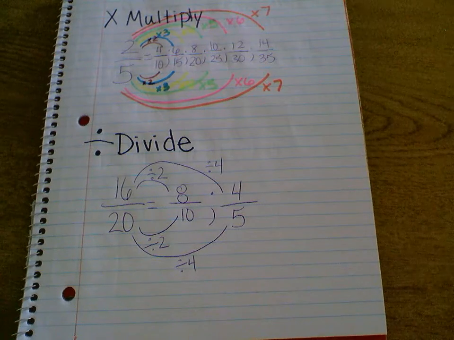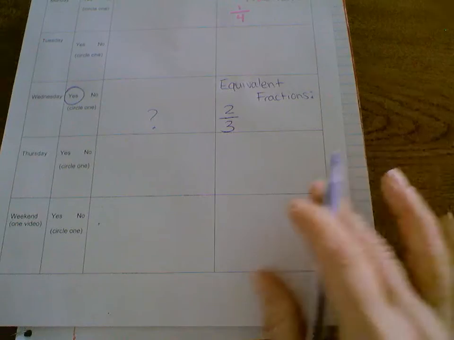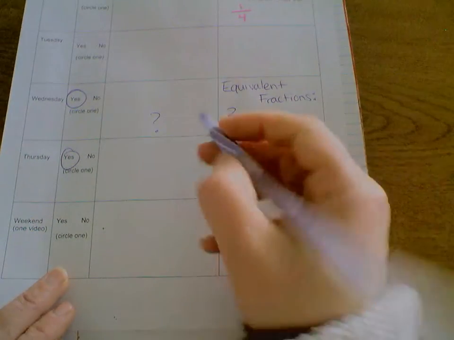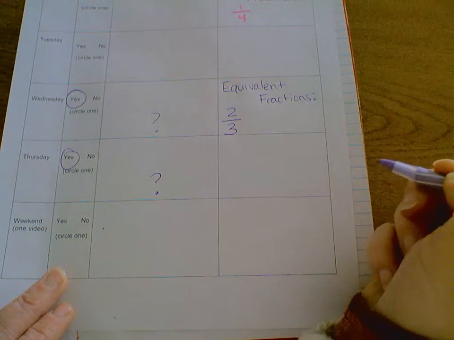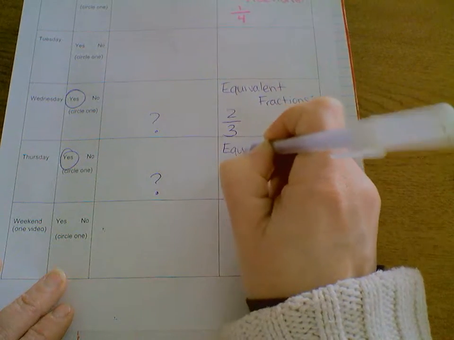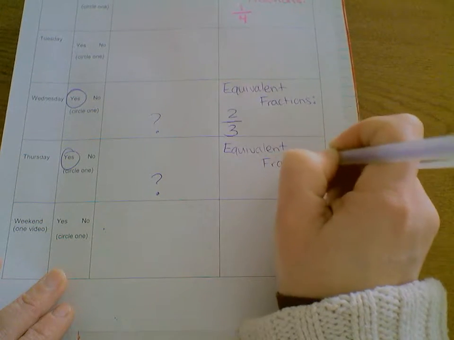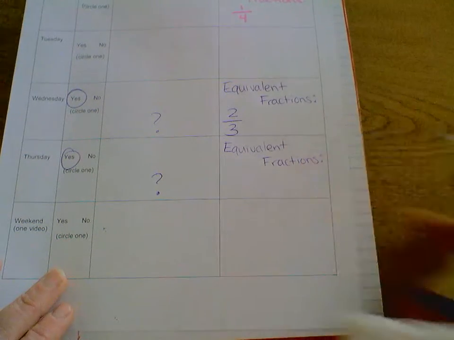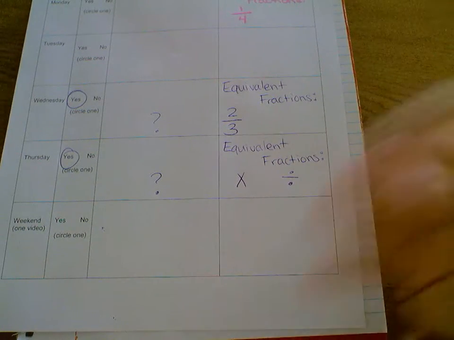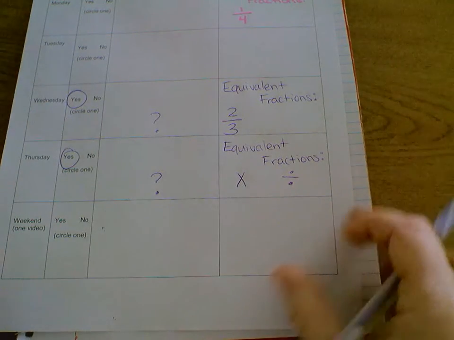Okay, so now let's look at your log for tonight. Yes, if you're watching this video, what did you learn? Any questions that you have, okay? And then over here, you're going to come up again with those equivalent fractions for a fraction that I give you. And I want you to multiply and divide to find these equivalent fractions. Use both ways to find these equivalent fractions, okay?